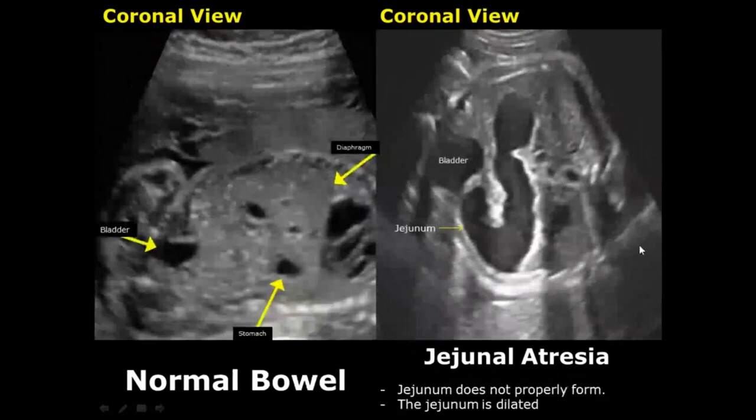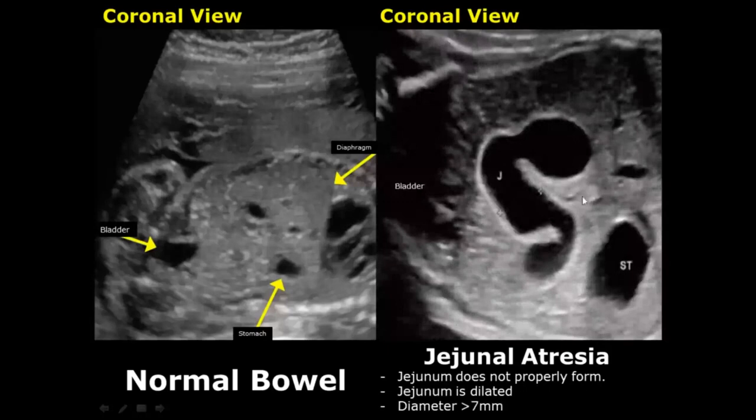In jejunal atresia, the jejunum will be dilated because it is not formed properly during embryonic development. Here you can see the normal bowel, not really visible, and over here we have an elongated and dilated fluid-filled jejunum. Now it is different from duodenum because it is longer. Here we have another image of jejunal atresia. You can see a dilated jejunum. The diameter will exceed 7 millimeters.